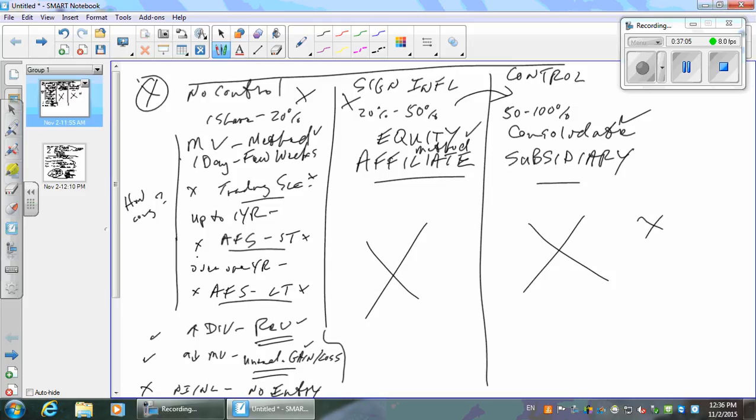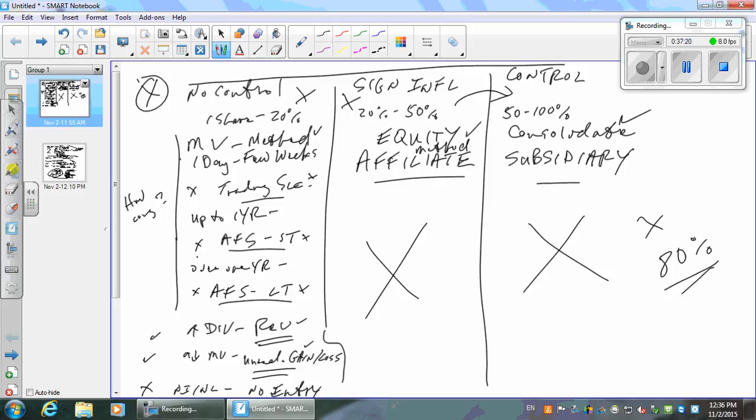So let's say we own 80%. How much do the minority shareholders own? We're the majority shareholders. We own 80%. How much do they own? 20%. That's going to be pretty simple.